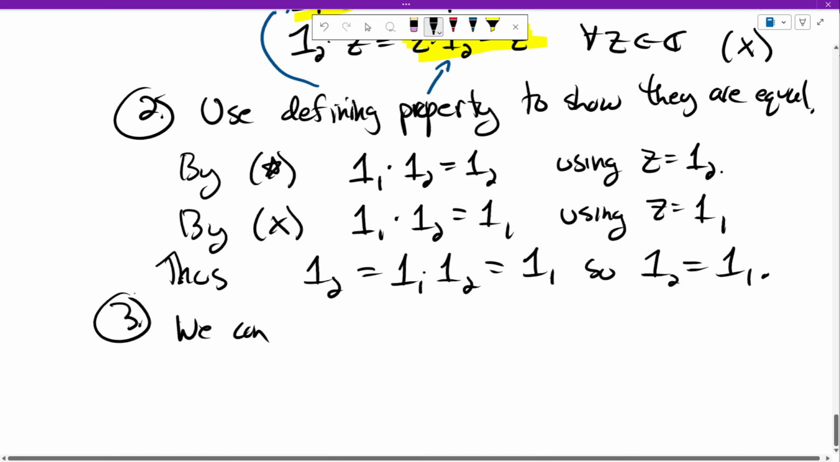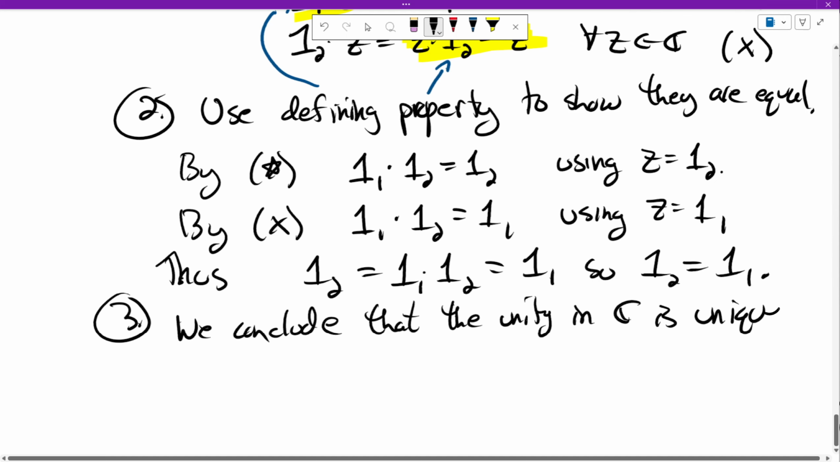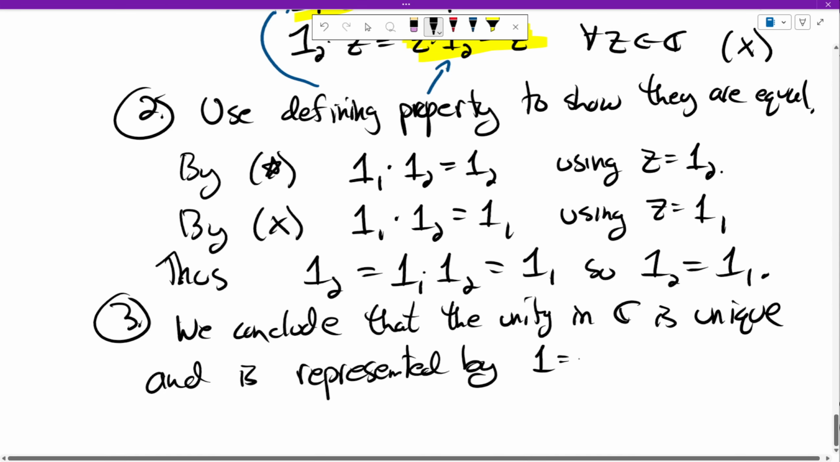Let's make this step 3, the conclusion step. We conclude that the unity in C is unique. Furthermore, we know that the complex number 1 plus 0i is a unity, and since we just showed there's only 1, it must be the unity. Okay, so 1 plus 0i, of course, we think about as the number 1.